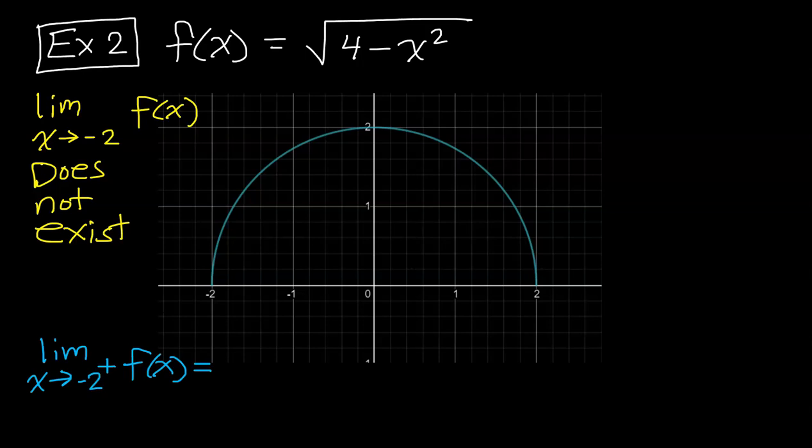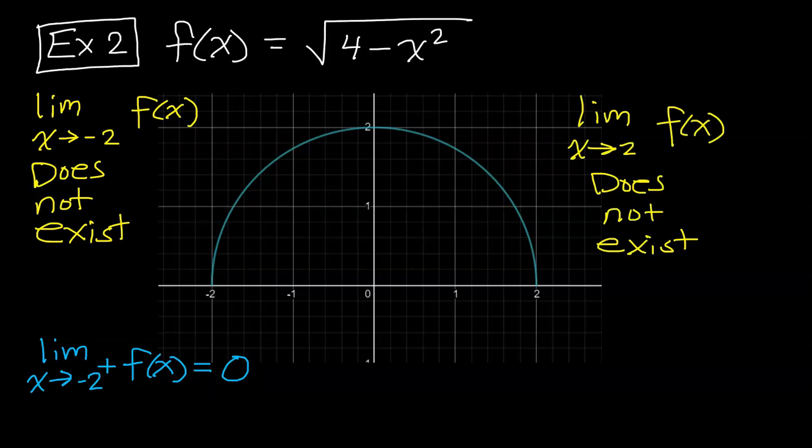But now let's talk about the one-sided limit as the x values approach -2 from the right. As the x values approach -2 from the right, the y values, or the value of the function, approach 0. So there is this one-sided limit, and we write it this way: the limit of f of x as x approaches -2 from the right, that's what the plus sign means, is 0.